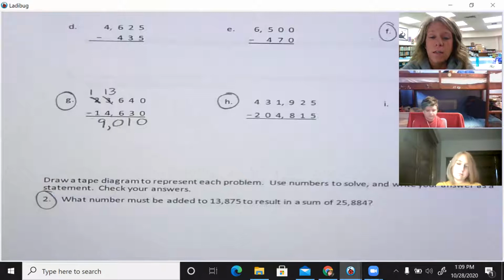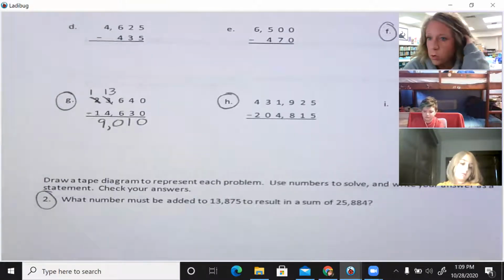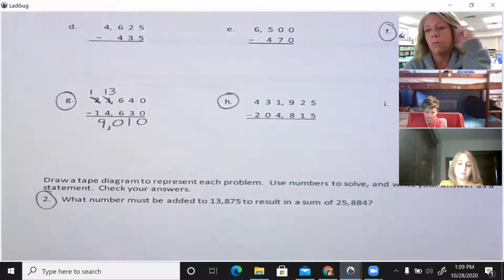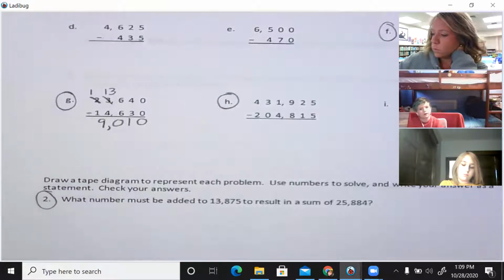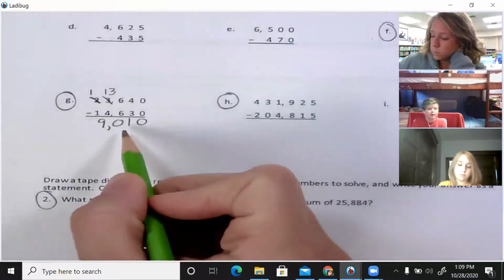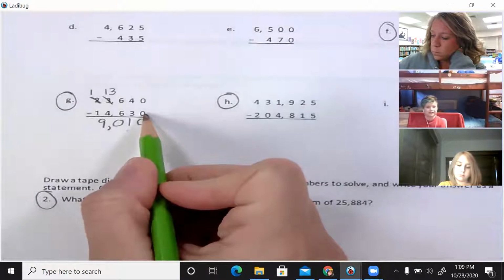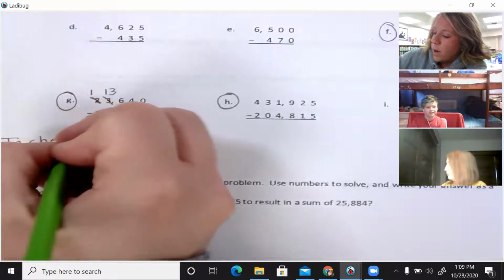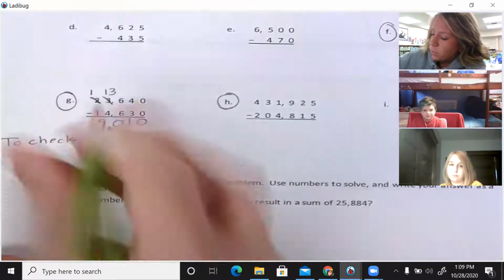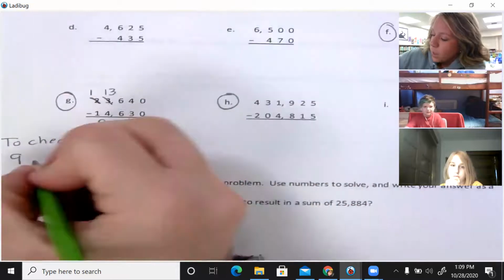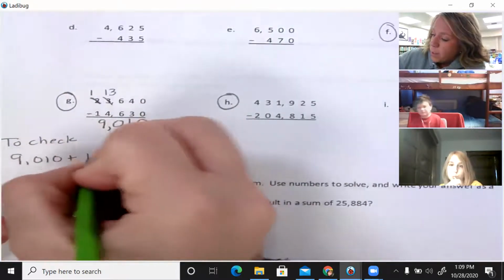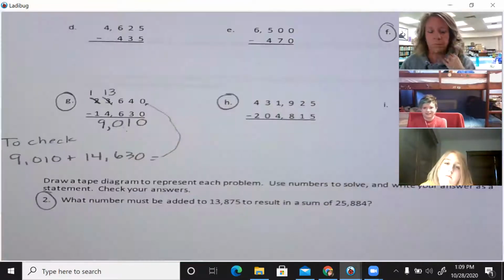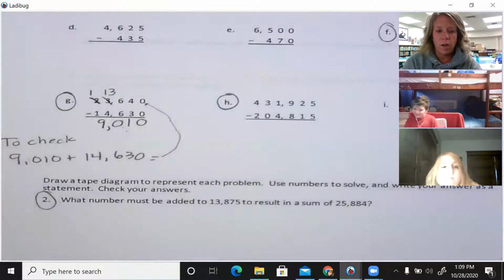If I wanted to check this and I did not have a calculator, how could I use addition to check my subtraction problem? Does anyone know? All you gotta do is add 9,010 to 14,630. Very good. So to check, I would add my answer, 9,010, plus 14,630 to see if we got the number that we started with. That's a good tip in case you do not have a calculator.